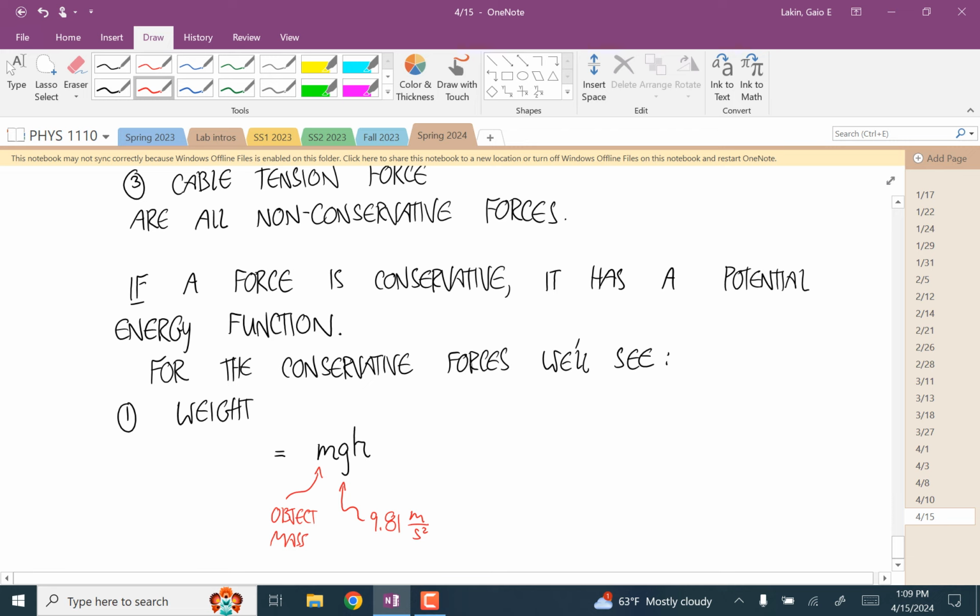And notice that this g is positive, okay? When we have g values that are negative, it's just a direction. The value is a positive 9.81. And then this h is the height.